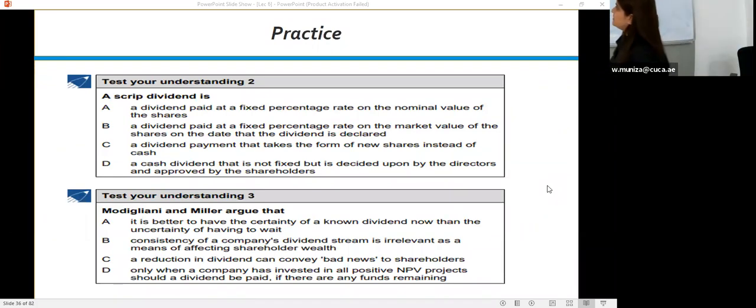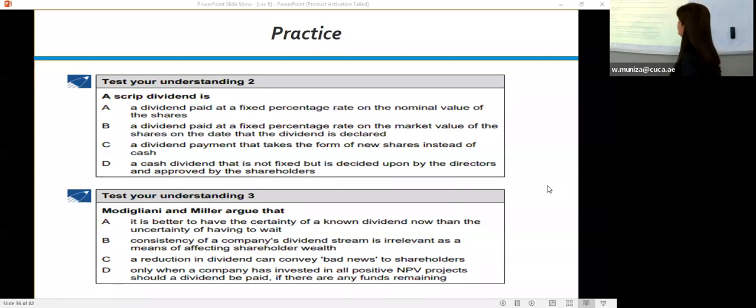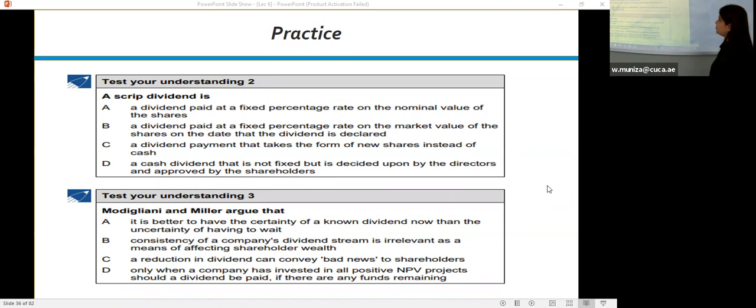So is a scrip dividend a dividend paid at a fixed percentage rate on the nominal value of the shares? No. A dividend paid at a fixed percentage rate on the market value of the shares on the date that the dividend is declared? No. A dividend payment that takes the form of new shares instead of cash? Yes. This is a scrip dividend. Instead of giving the cash dividend, the shares are offered. A cash dividend that is not fixed but is decided upon by the directors and approved by the shareholders? No. Okay, Modigliani and Miller argue.